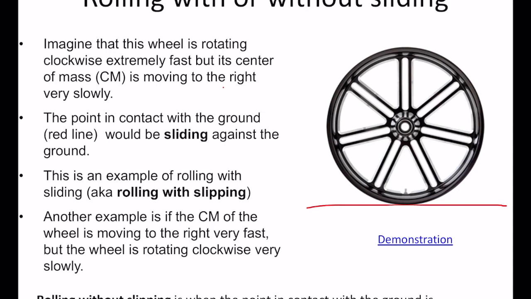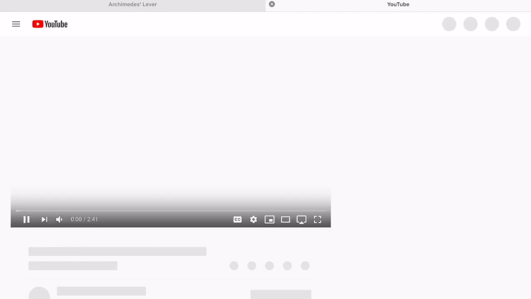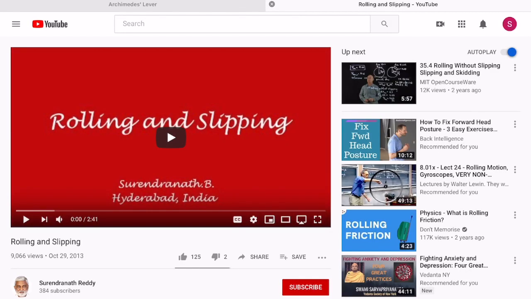So in that case, there would not be any slippage or any sliding between the wheel and the ground, right? So the point of the wheel that's instantaneously in touch with the ground would be momentarily at rest. And so that is what we call rolling without slipping, right? There's a nice simulation video over here, which we can take a look at. And I would recommend taking a look at this video yourself.